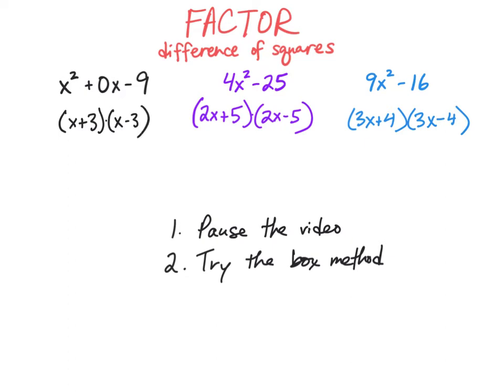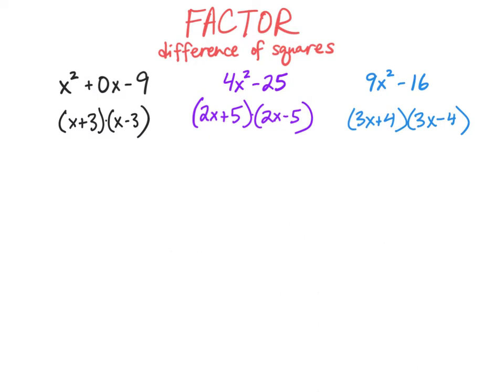Hopefully you noticed the pattern. Both of the factors are the same exact thing, except one of them has an addition sign in the middle, and one of them has a subtraction sign in the middle. So what's happening? Well, let's go back to our definition of what we're doing here. We're factoring. Cool, we did that before. We did the box method. There's other ways to do it.